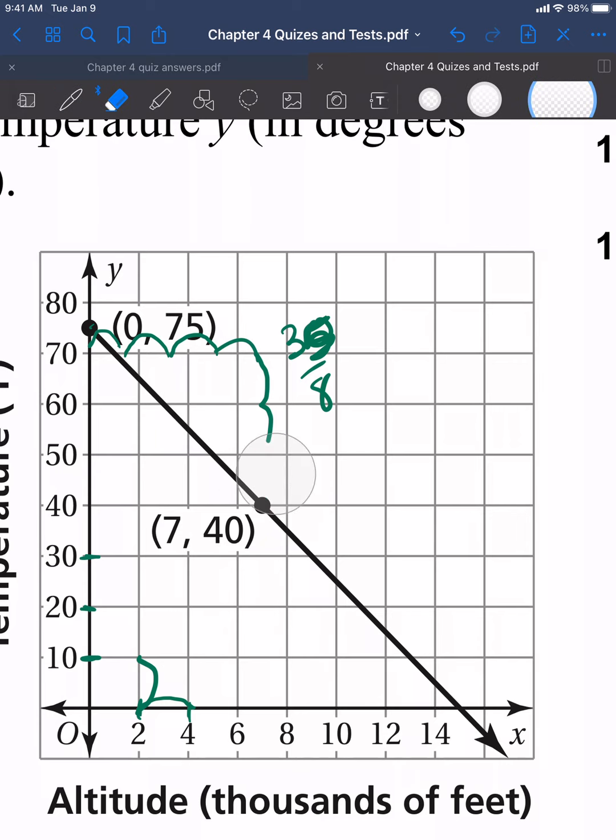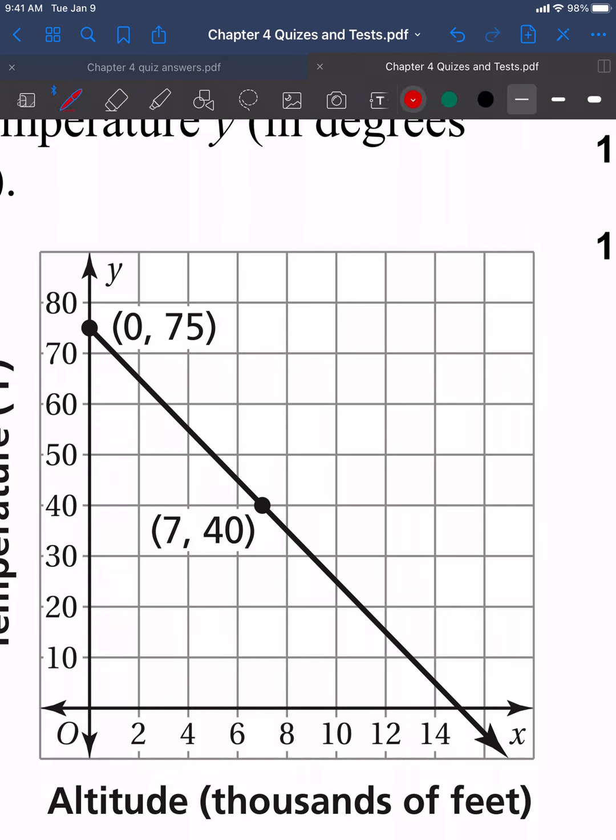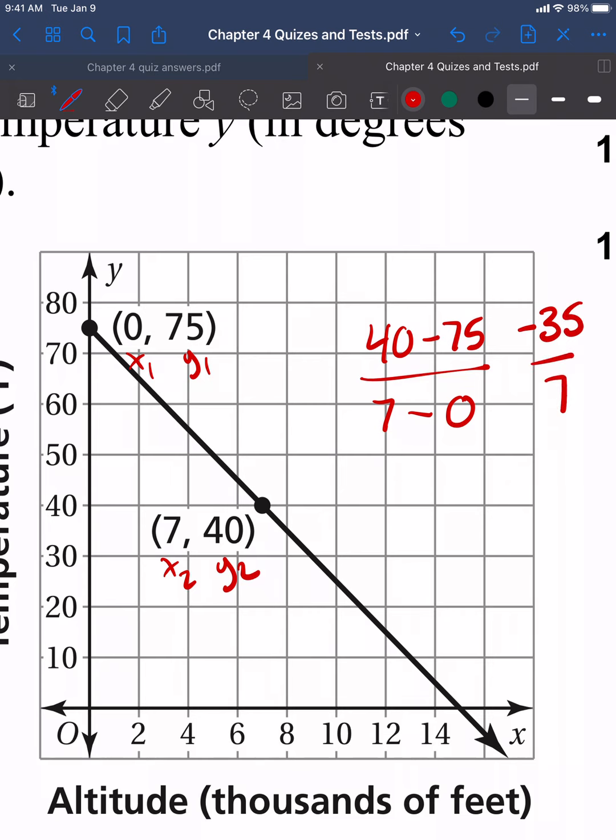If you're not being very careful, though, what could I also do to find slope? Yeah, the equation. This could be x1, this could be y1, this could be x2, this could be y2. Could I take 40 minus 75 over 7 minus 0? Okay, what is 40 minus 75? Negative 35. What's 7 minus 0? 7.